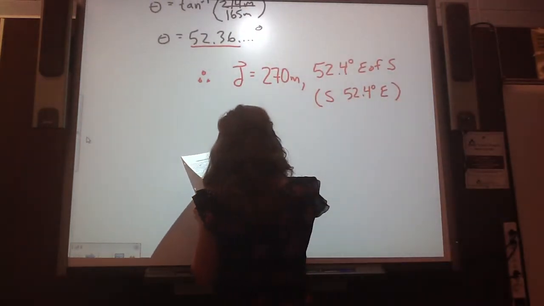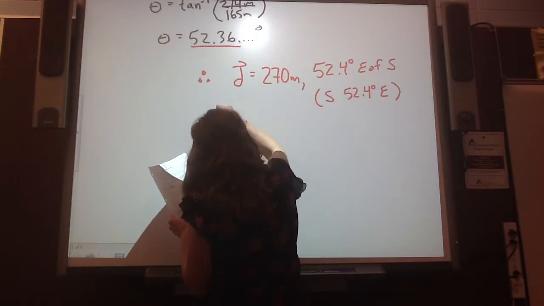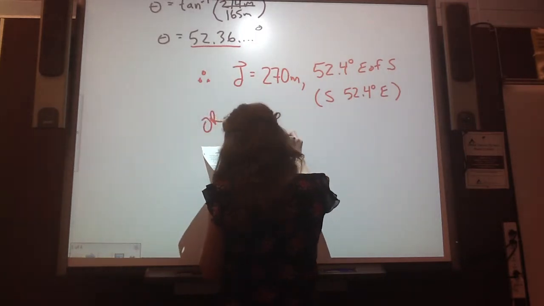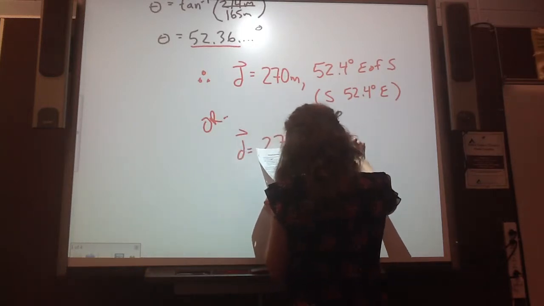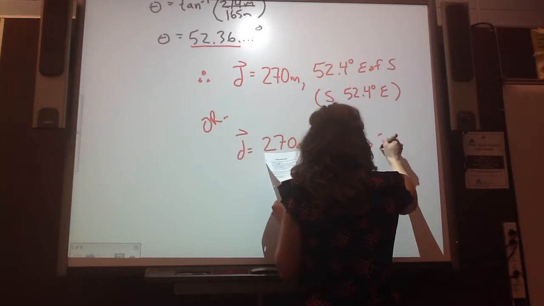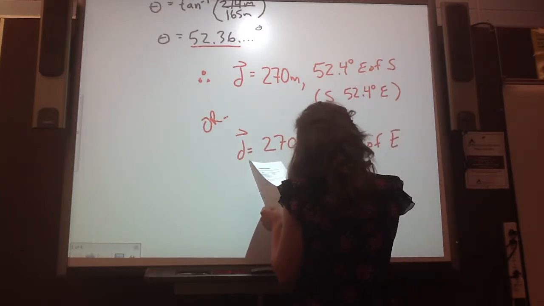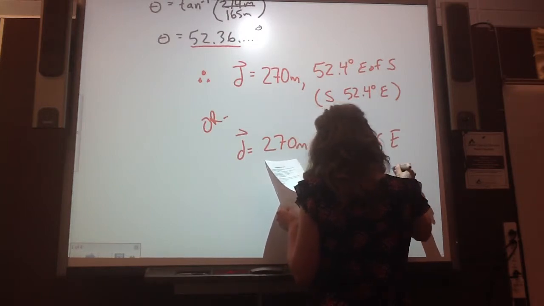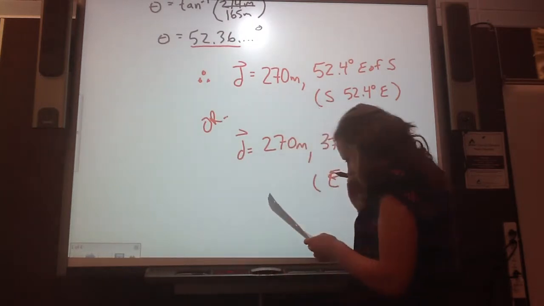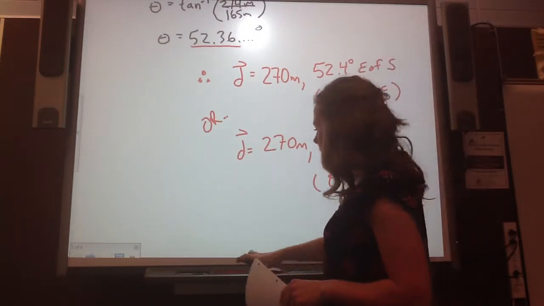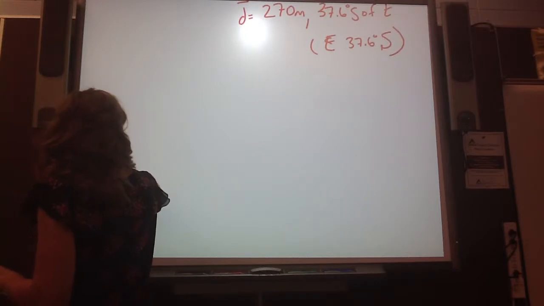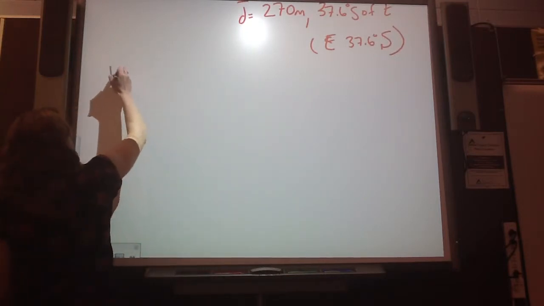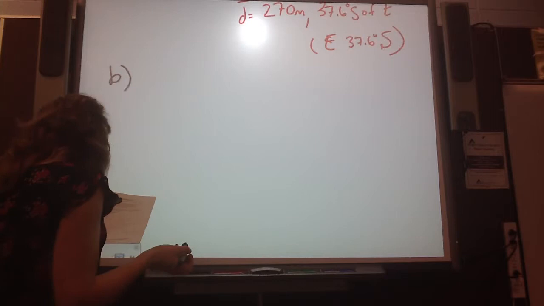So I could also say that this is 270 meters, 37.6 degrees south of east, or E 37.6 degrees south. So that's the first part of the question, that's A. The second part of the question asks us to find our average speed.